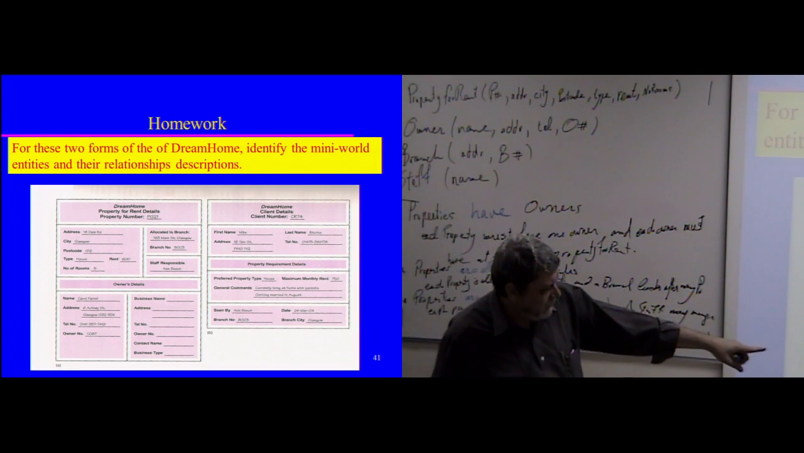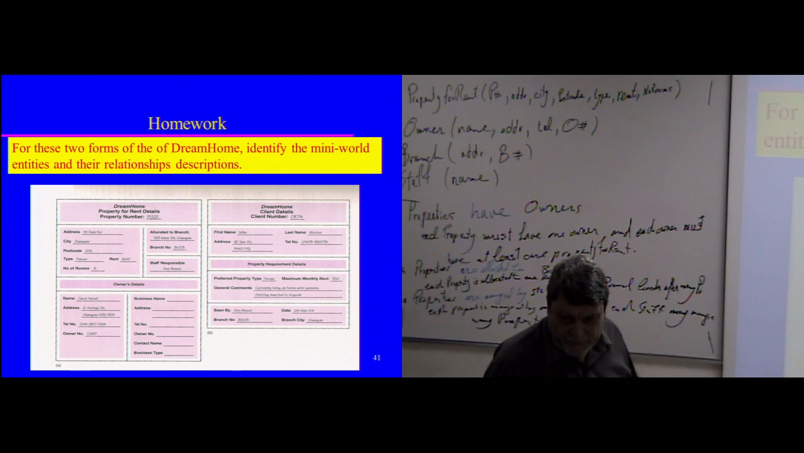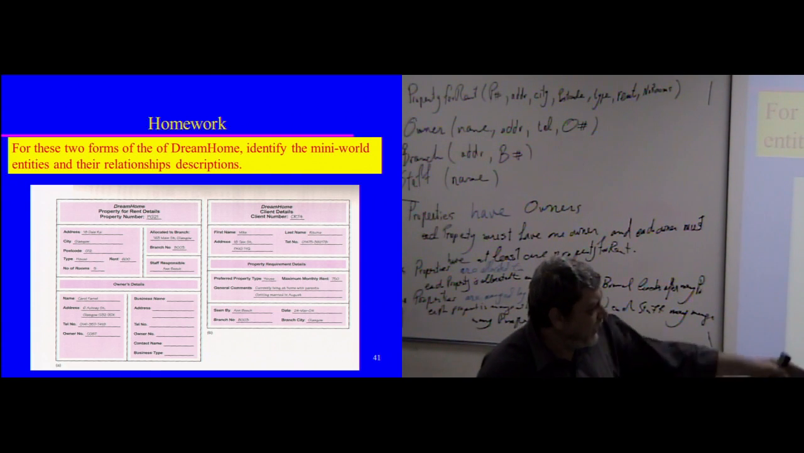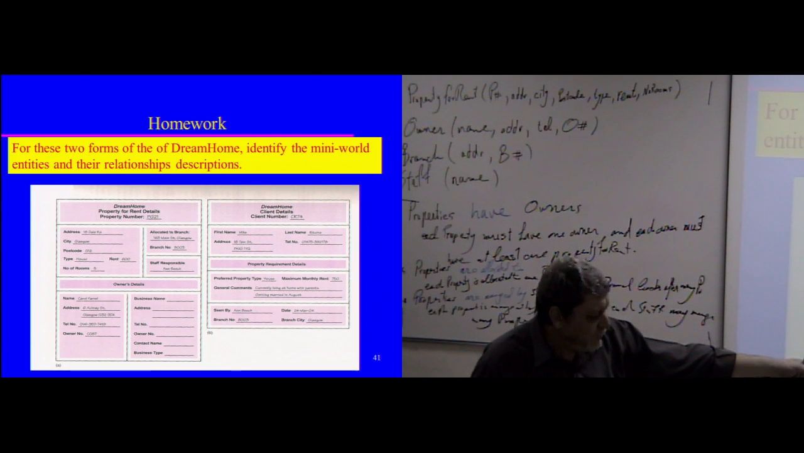For example, the date in the client form. What's date? What does it mean, date? So forget this for now, but when you study the ERD, you will know where to place the date. Does it belong to the client? Does it belong to the branch? Does it belong to the staff?